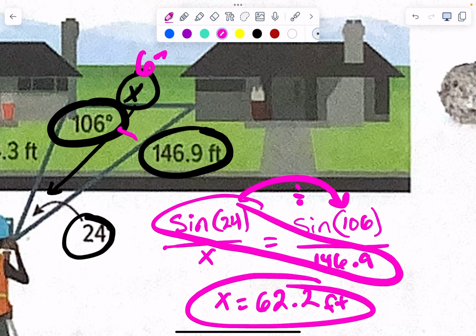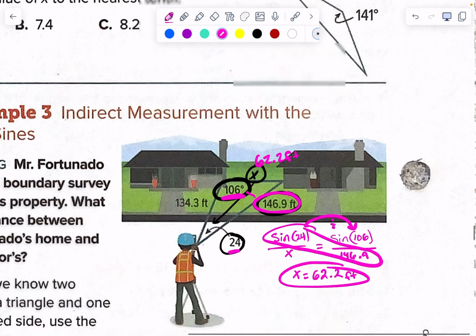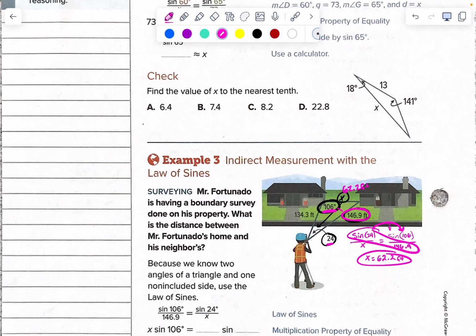Does that make sense that that would be 62.2 feet? The other side is like 146. That's way, way bigger. Is 62 right? But look at the angle. 106 in comparison to 24 degrees. It's going to be way, way, way bigger, right? Okay, so just kind of do a little rough check, like, does that seem reasonable?